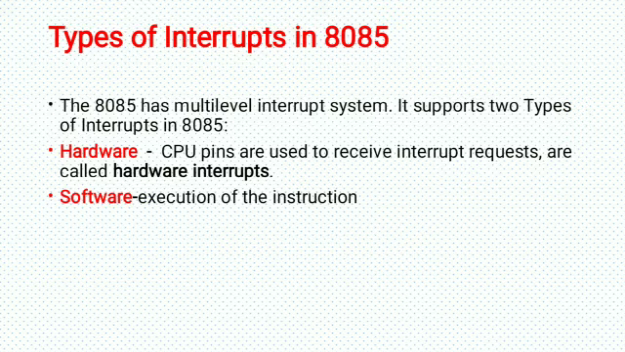For example, TRAP. In 8085, it is a multi-level interrupt system. It supports only two types of interrupt: one is a hardware interrupt, and the other is a software interrupt. Hardware interrupt means the CPU pins are used to receive the interrupt request. That is called a hardware interrupt. A software interrupt is the interrupt caused by the execution of an instruction.